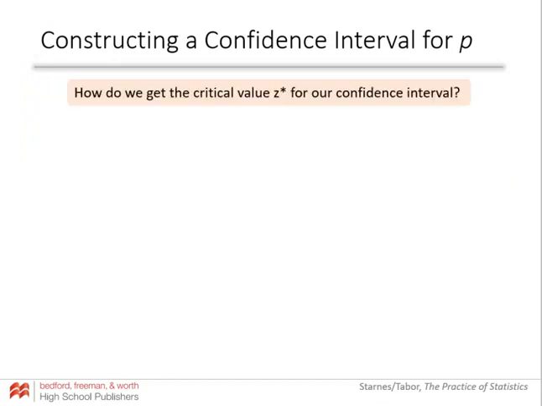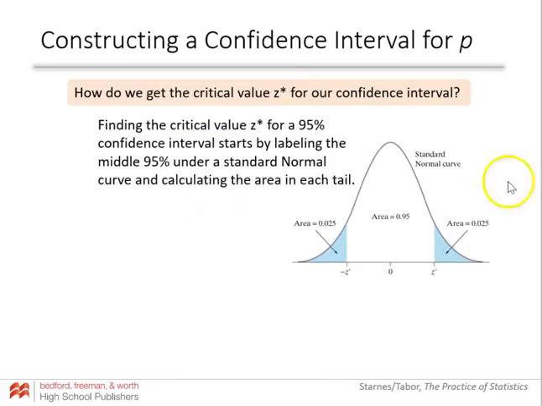You will see that Z star in the formula. That's also called the critical value. That is dependent on the confidence level. To show you where it comes from, if I want a 95% confidence interval, I want this area here to be 95%, which means the leftover area I have is 5%, and each tail would be equal to 0.025 because that would be 2.5%, which is half of 5.